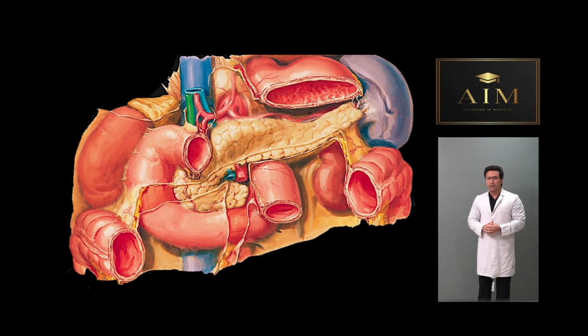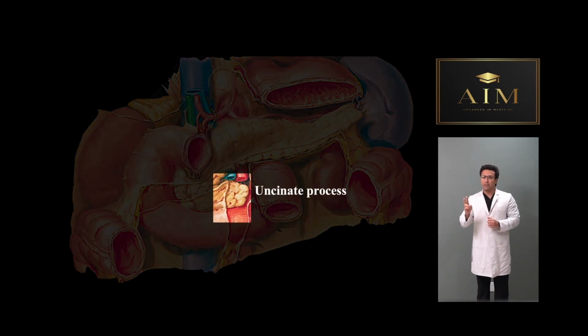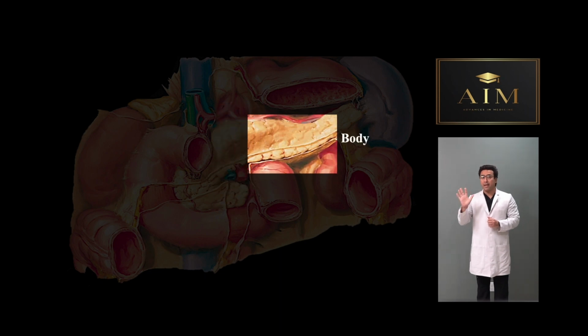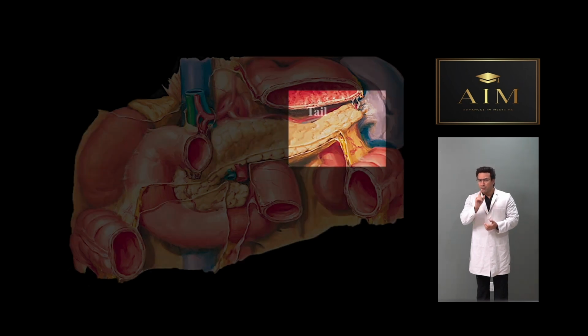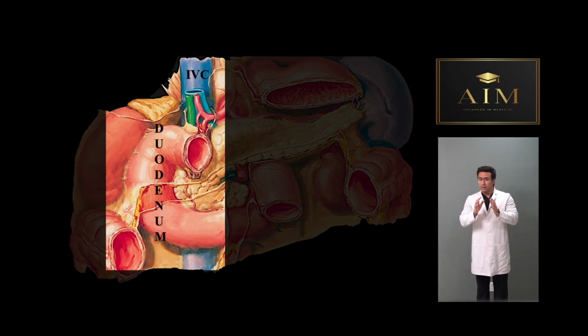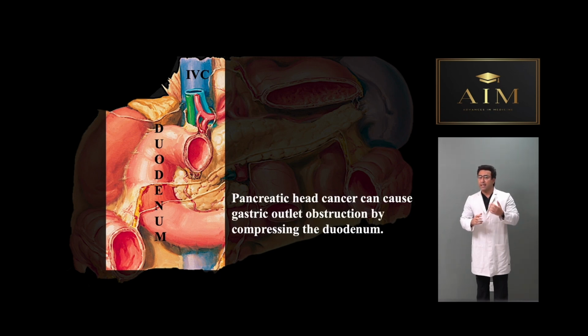Let me explain. The pancreas has 5 sections: the head, uncinate process, neck, body, and tail. The head makes up half of the pancreas, with the body and tail accounting for the other half. Positioned at the duodenal C loop, the pancreatic head is located in front of the inferior vena cava and left renal vein. This is why pancreatic head cancer can cause gastric outlet obstruction by compressing the duodenum.